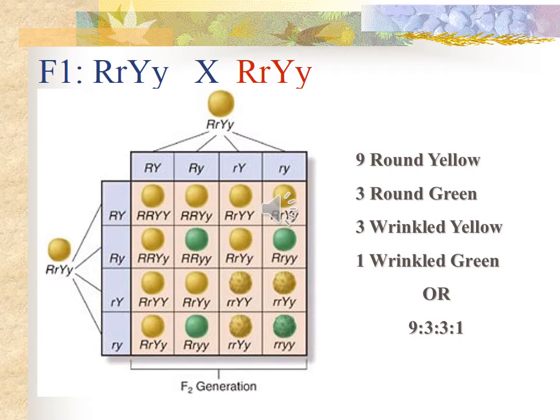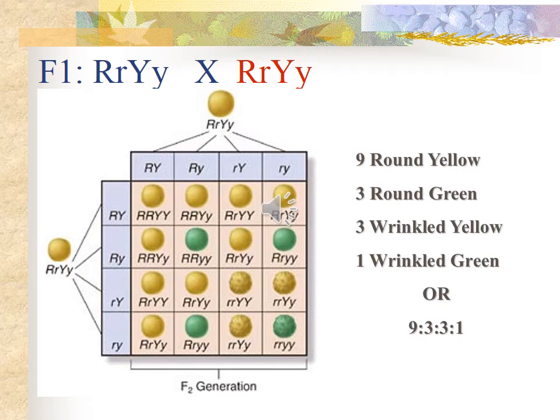So here's basically what you would get. You would get 9 round yellow, 3 round green, 3 wrinkled yellow, and 1 wrinkled green, or a 9-3-3-1 combination. So with the F1, F2 generation, breeding two F1s together, you wind up with this combination, a 9-3-3-1. So you can see all the combinations there.